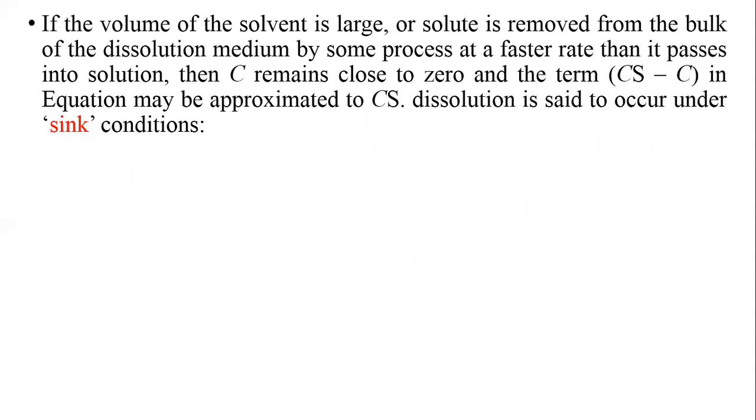If the volume of the solvent is large or solute is removed from the bulk of the dissolution medium by some process at a faster rate than it passes into solution, then C remains close to zero, and the term Cs minus C in the equation may be approximated to Cs. The dissolution is said to occur under sink condition.